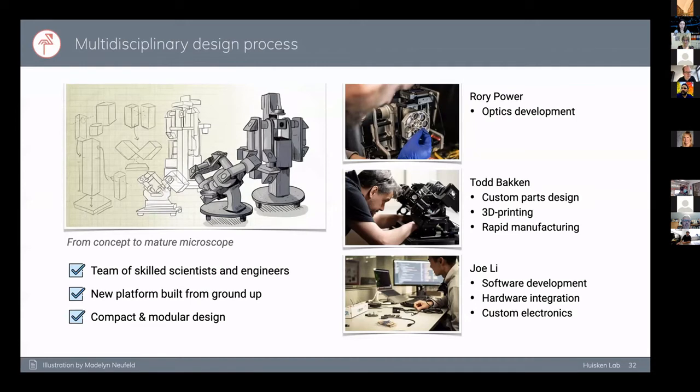So over the last few years or so, in Madison, I was fortunate to have 3 dedicated engineers. So Rory Power developed all the optics, Todd Bucken, a prototyping engineer, developed all the mechanics, and Joe Lee wrote all the software for what we now call the Flamingo. And so the idea here was to come up with a modular design that allows us to basically replicate all of these different setups that I explained to you in a more streamlined fashion.